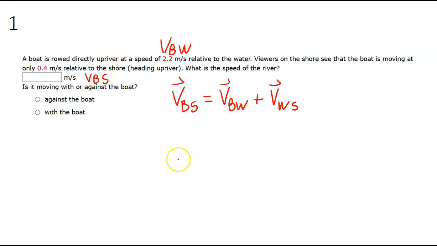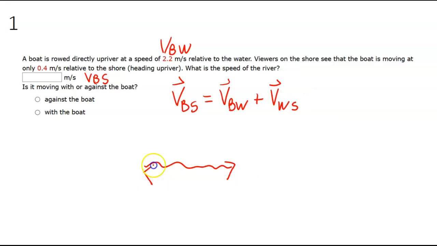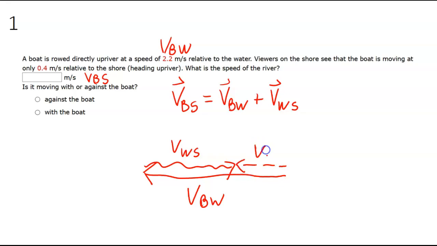In this case, let's just imagine that the flow of the water is this direction. Well, I'm going to have to add the motion of the boat relative to the water plus the water relative to the shore. And I know that the end result, if I add these two vectors together, all right, this is boat relative to the water, add that to water relative to the shore, and the end result is this motion of the boat relative to the shore.